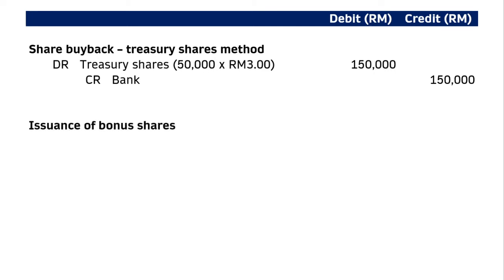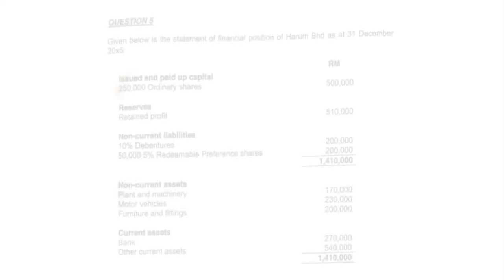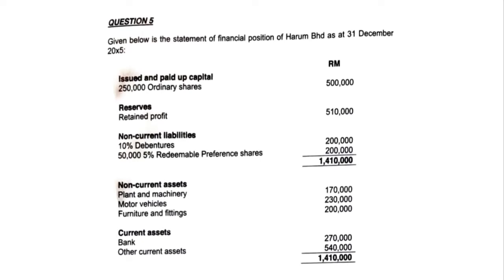Now next one is issuance of bonus shares. Okay, number 1, let's calculate the bonus shares being issued. Debit retained profit 1 over 10 times 250,000 times 4 ringgit. Okay, now probably the tricky part about issuance of bonus shares is this part. You have to be careful because it's in the question. It says that as at 31st December 2015, the issued and paid up capital is 250,000 only.